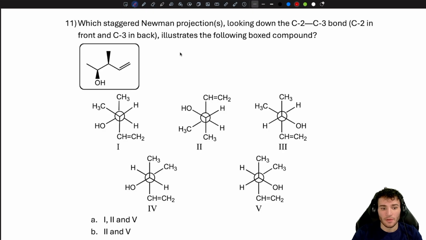The first job is to number our molecule that they gave us so that we understand which one is C2 and which one is C3. So this is going to be C2 because we want to give our hydroxyl the lowest number possible, and this is going to be C3. If we're considering the front carbon, we want our hydroxyl, we also want a hydrogen, and we want a CH3, okay?